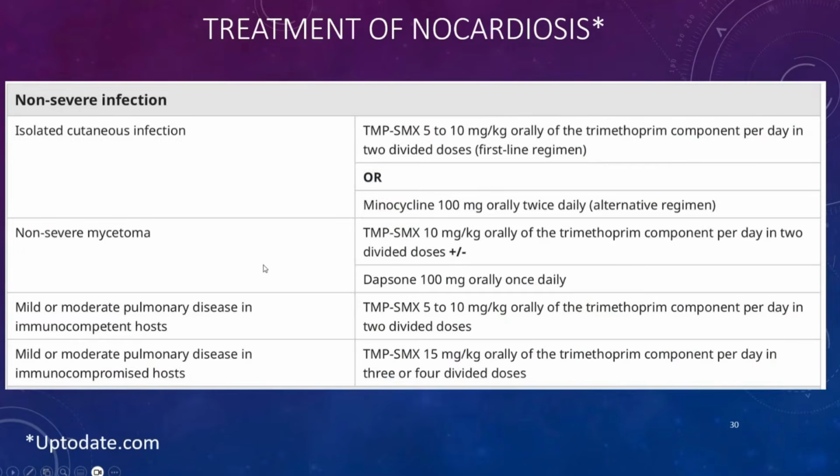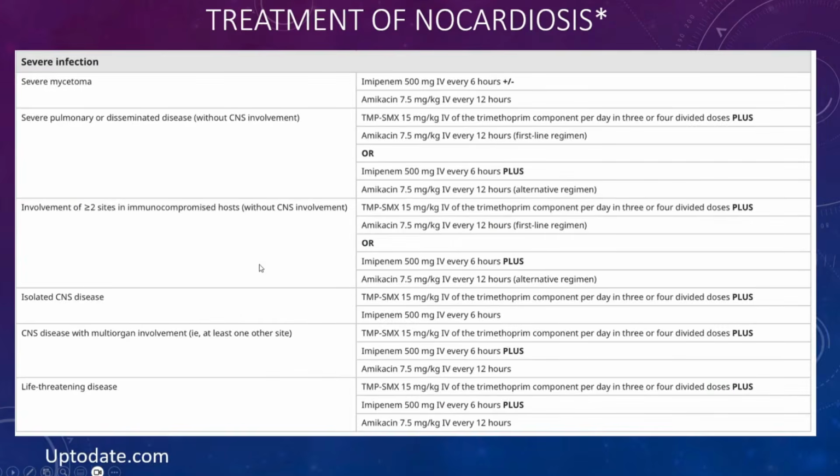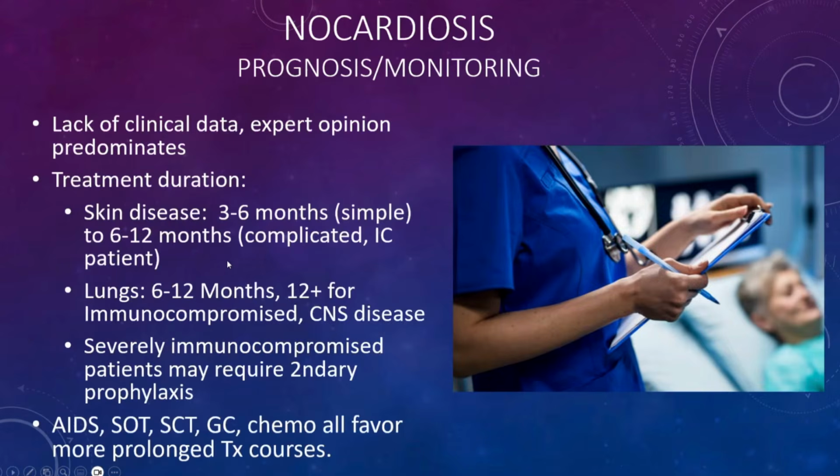So here's a slide from UpToDate showing the treatment of nocardiosis, and you can see for isolated infection, generally speaking, 1 or 2 drugs are recommended. But for severe infection, your empiric therapy will usually be a combination of Bactrim plus an aminoglycoside plus a carbapenem, at least until susceptibilities are known and the patient is showing evidence of clinical response. What about prognosis and monitoring?